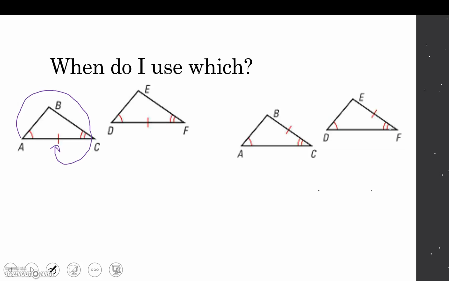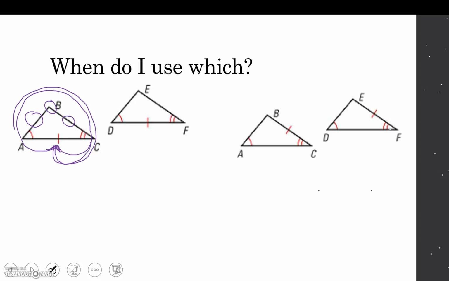Well, here's our rule of thumb when it comes to these. You can only skip one thing. That means you're only allowed to skip one side or only one angle before you get to the next thing that's indicated as being congruent. So what I mean by that is if I were to go in this clockwise positioning, I would be skipping this side, this angle, and this side. However, if I were to go the opposite way, I'm not skipping anything. I've got angle, followed by side, followed by angle. So it's really important that you keep that in mind.